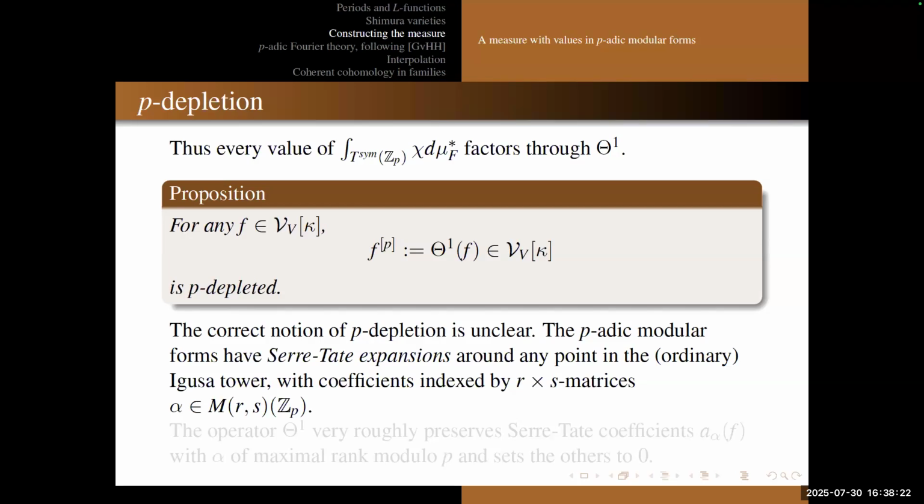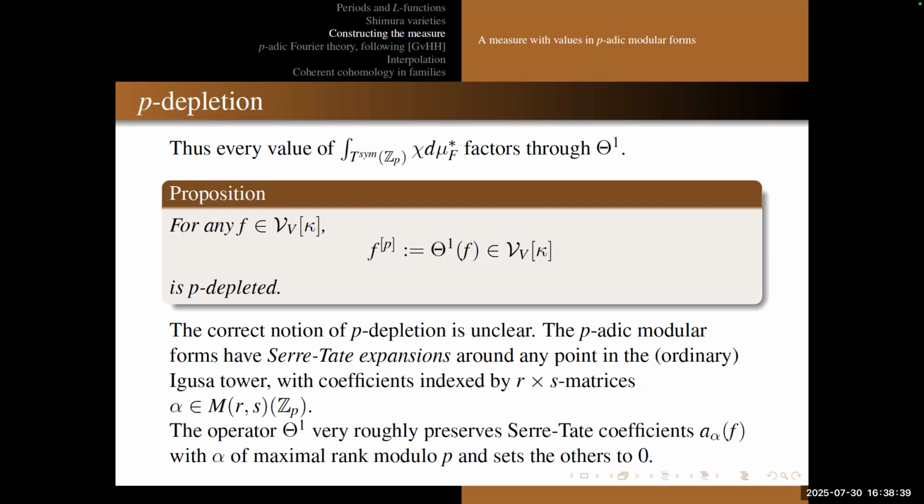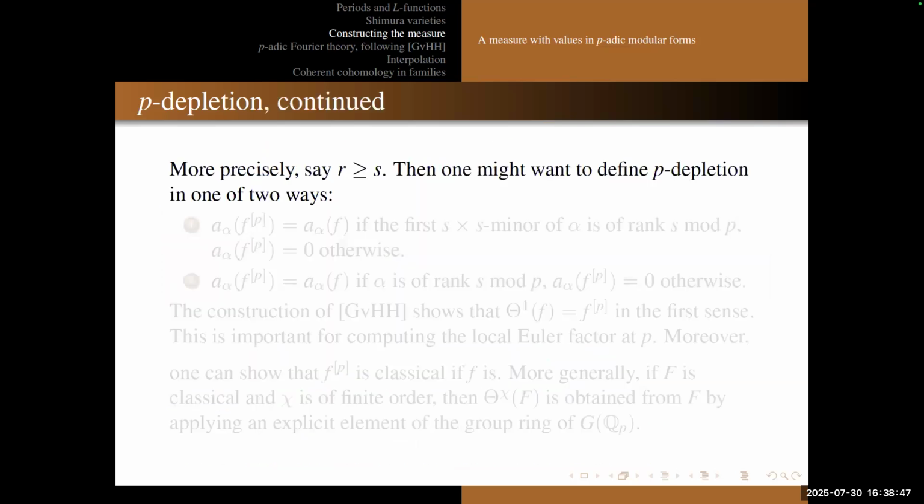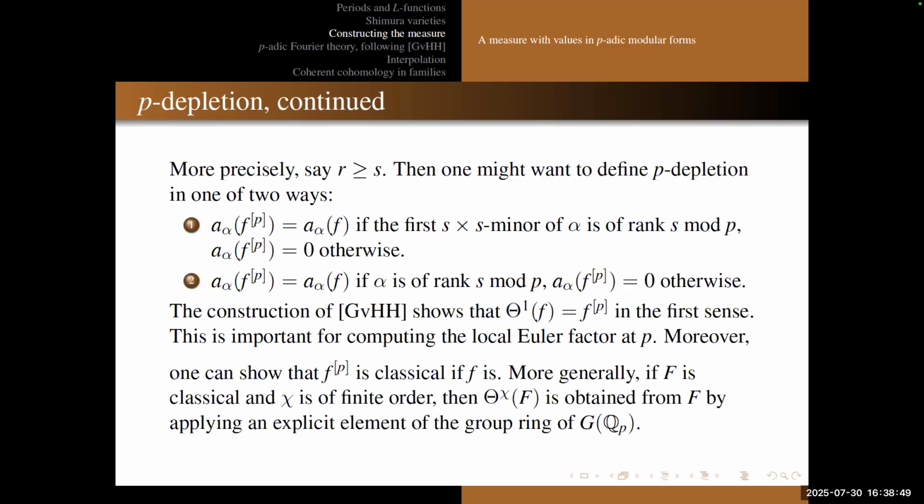You remove all of the Fourier coefficients that somehow include p in them. The reason you want to do that is that you don't want to take arbitrary p-th roots p-adically. That's not a good procedure. So roughly it preserves the a_alpha of F with alpha of maximal rank modulo p and sets the others to 0. So here I'm going to skip this.